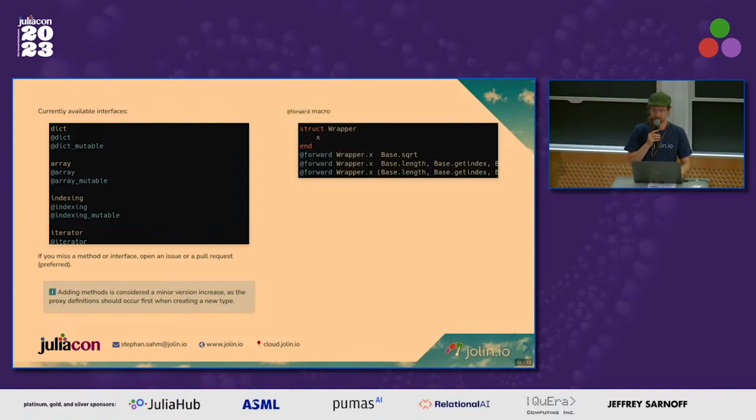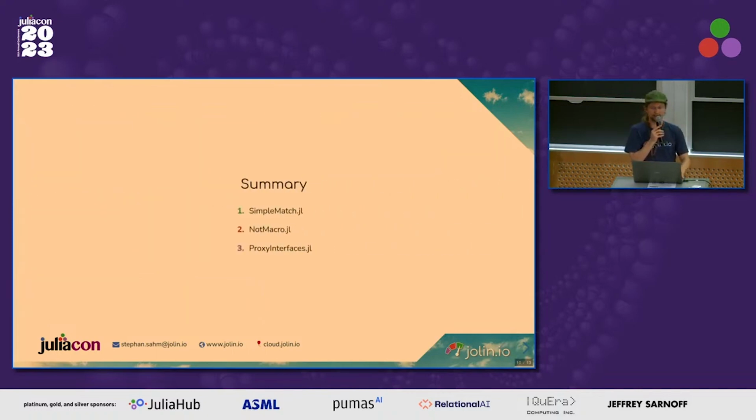Okay, last one. There's also another famous macro which I put into this package as well. There's this forward macro. It was here and there, recurring, and this is now also one place where it lives. So it's just a flexible forwarding of a specific function to a subfield. But this is then handled by the generic Dict or array macro, so it's no longer needed. Okay, so this was proxy interfaces. And so SimpleMatch, NotMacro, proxy interfaces. I hope some of this also fits into your toolbox.